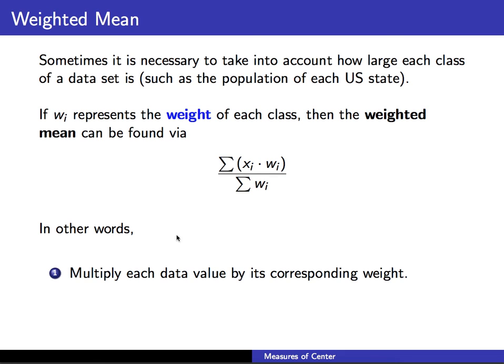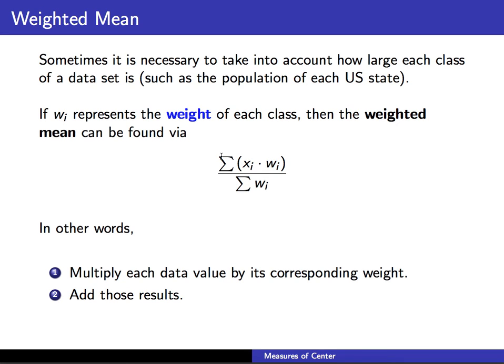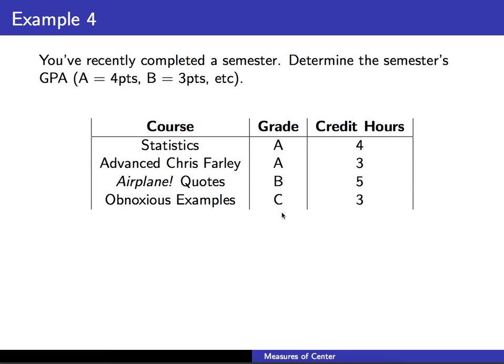We're just going to take each data value, that's the xi, and multiply it by its corresponding weight. So we'll take whatever this data value is, multiply it by its weight. Then we're going to add those results, and that takes care of this big sigma in the numerator. So multiply each data value by its weight, add the results, and then divide by the total of all the weights. So let's look at how to use weighted mean to calculate your grade point average.